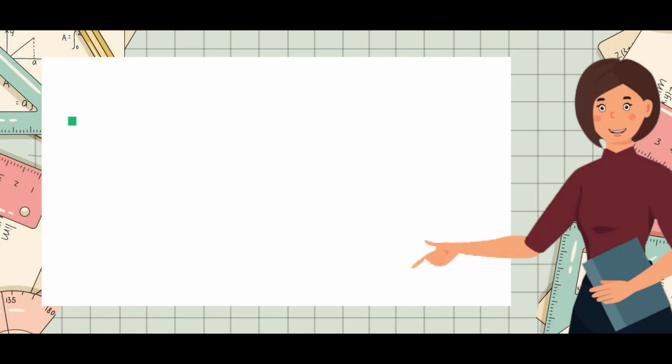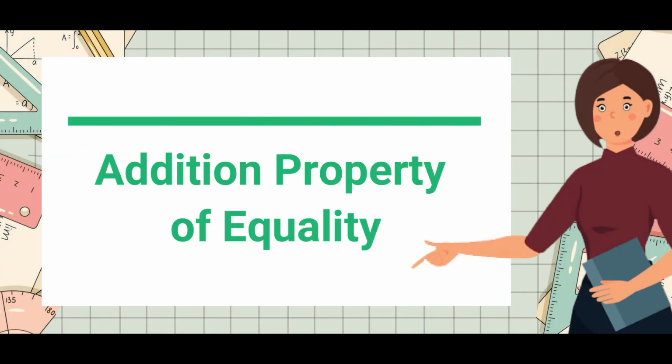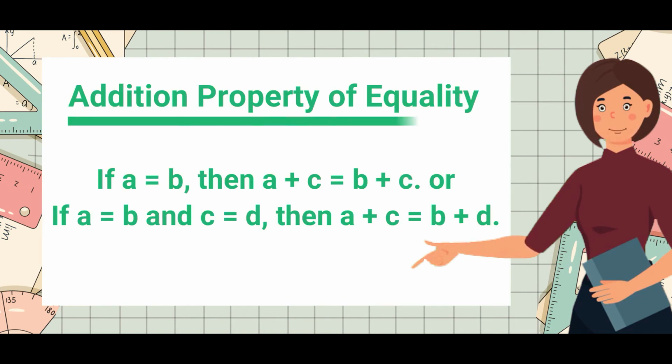Now let us proceed to the addition property of equality. If two expressions are equal to each other and you add the same value to both sides of the equation, then the equation will remain equal. We have here, if A equals B, then A plus C equals B plus C. Or, if A equals B and C equals D, then A plus C is equal to B plus D.